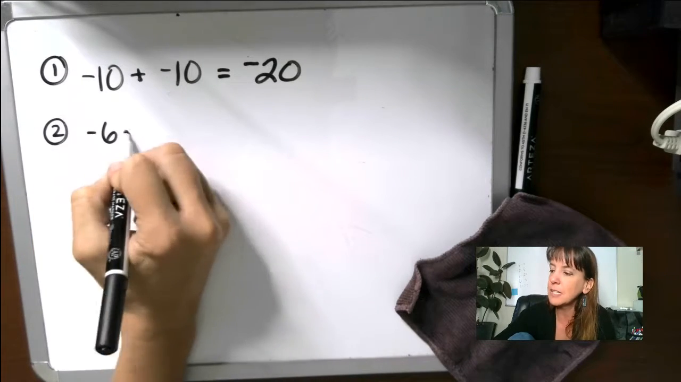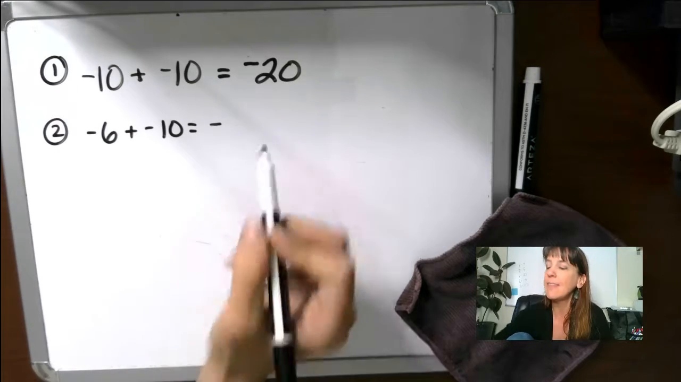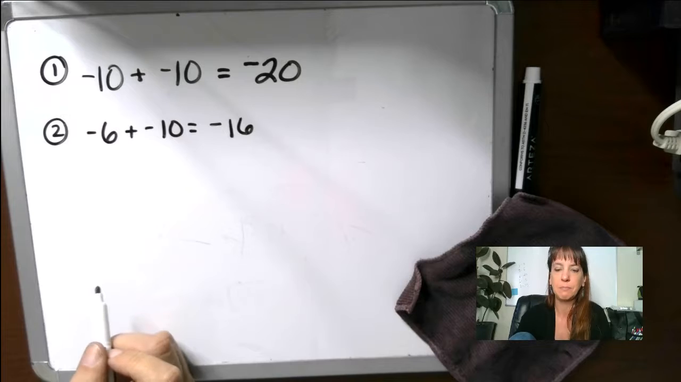Same thing for number 2. We have negative 6 plus negative 10. They are all on the same team, and that's the negative team. And that team is 16 players big now, okay?